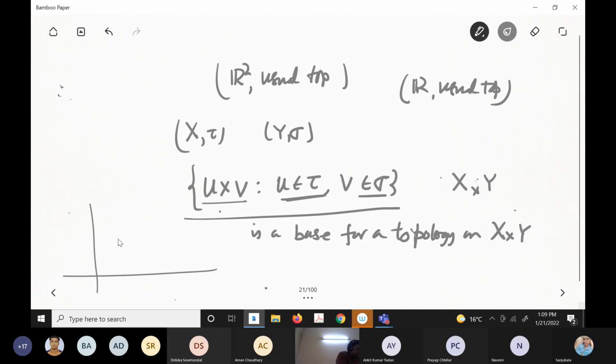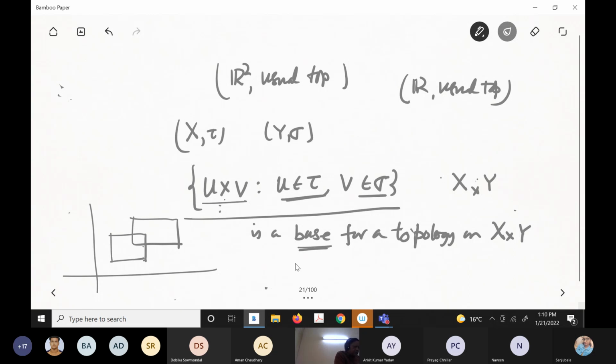Suppose I have this open set here and another open set here. I won't be able to put it this way. You can see that. What will be the problem? Whatever set you want to pick up, you will have a bigger thing than that. If you want to include both the X coordinate and Y coordinate, that will be a bigger thing. You won't be able to write it this way. So this will only give you a base for a topology, not the topology itself. But that is fine.